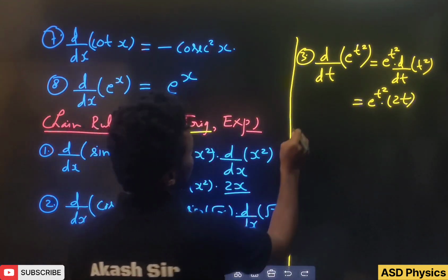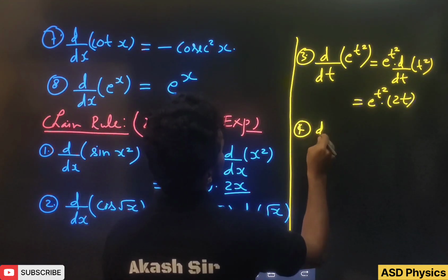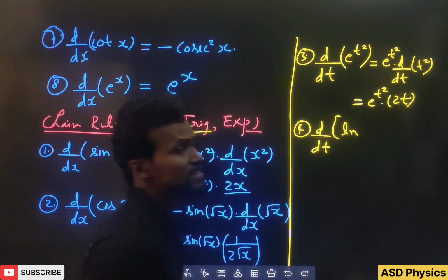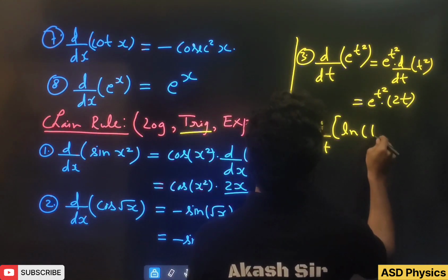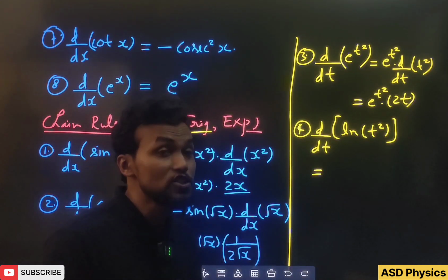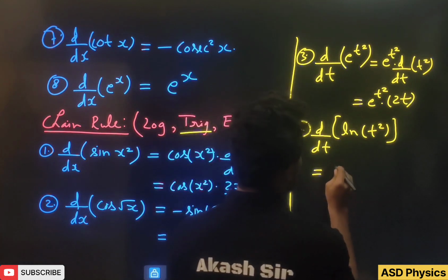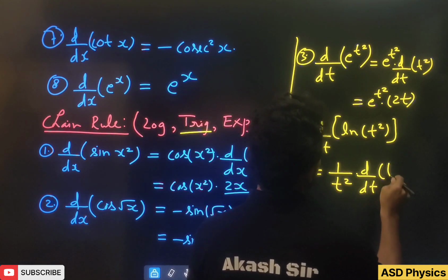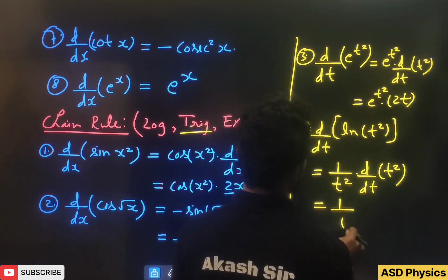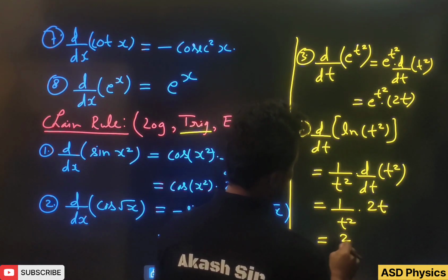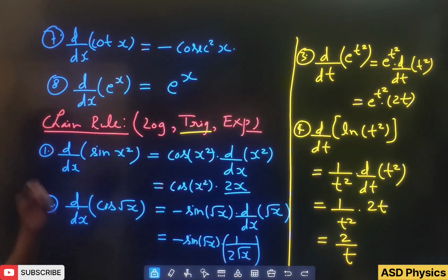Similarly, the fourth one. If it is given, let's take for example d by dt of ln t square. Log base e is also called ln. You know the differentiation of log x is 1 by x. So in the same way it will become 1 by t square, and again you have to differentiate t square. So 1 by t square, differentiation of t square is 2t. T and t will cancel, so we get 2 by t. So students, in this way we have to apply the chain rule.